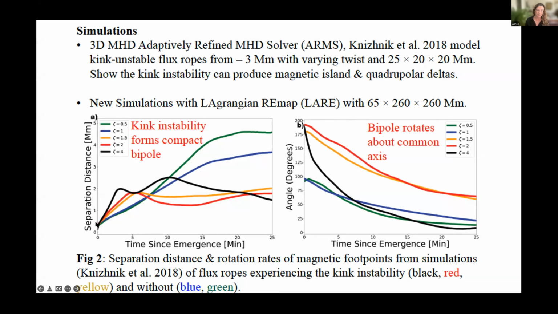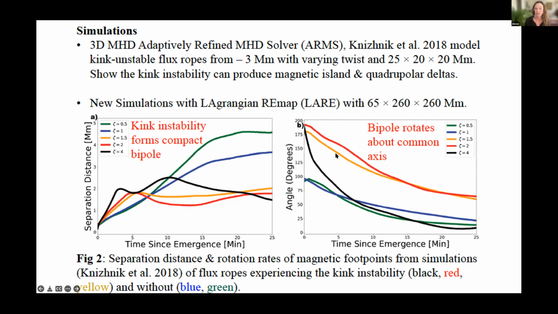For example, this is showing the separation distance of the bipoles in time since emergence. The colors are different twists and kink instabilities. The black is the most twisted, and the green is the less twisted. So you can see a more twisted kink unstable flux rope doesn't separate in time. And one that is not subject to the kink instability, the bipoles separate, which is what you would expect. But it's just hard because the separation distance isn't what we're observing in the photosphere, and neither is the time, but we can just scale that up.